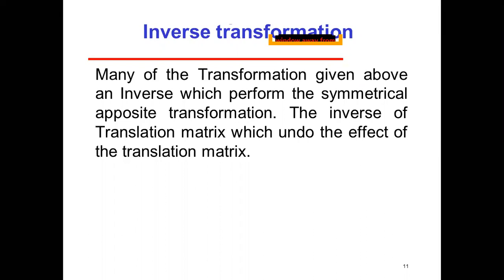Suppose we are using the translation transformation, and I am considering the 2D case. In the 2D case, we use one formula for the matrix: 1 0 tx, 0 1 ty, and 0 0 1. In that case, we will replace tx and ty by minus tx and minus ty. So here we invert the sign only. In case of the inverse transformation, just change only the sign and then you can calculate the inverse transformation.